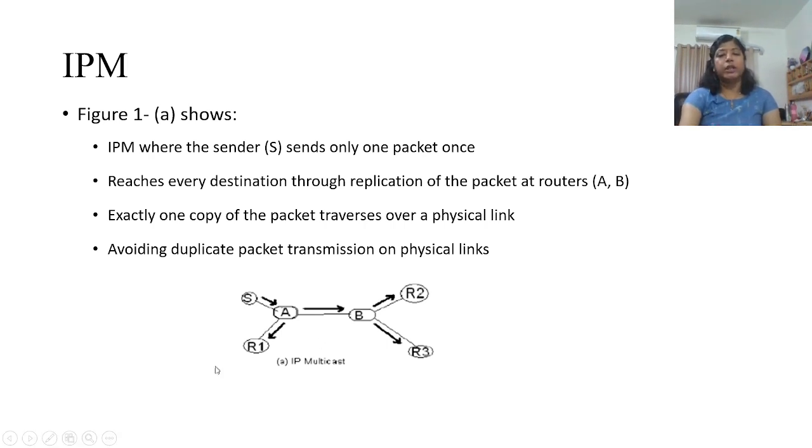Now we will focus on the first diagrammatic representation, which considers IPM, IP multicast. Here the sender S sends one packet at a time and it reaches the destinations through replication of packets at routers A and B. Exactly one copy of the packet traverses each physical link, which avoids duplicate packet transmission on the physical links.